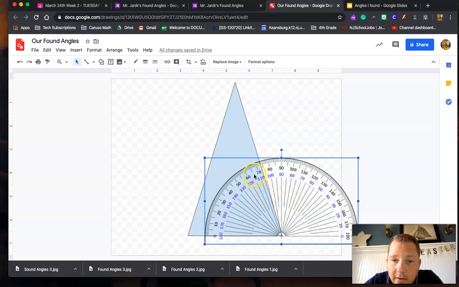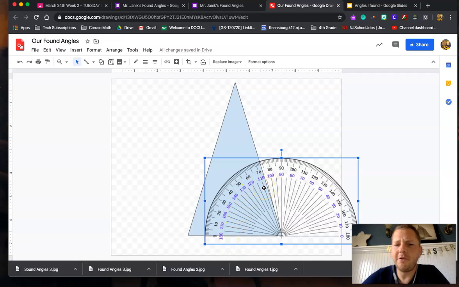And then I can see that because my ray goes over here to the left, I'm going to be using the outside numbers, and I come across 71, 72, 73. It's just about 74 degrees is the measurement of this angle right here.